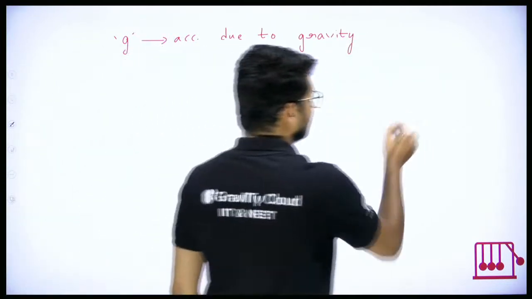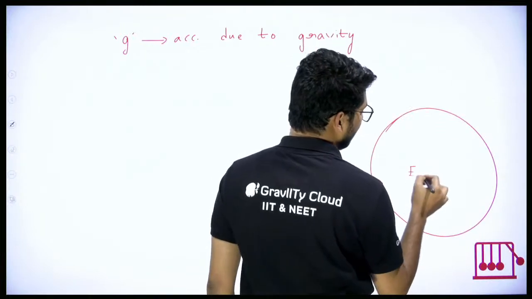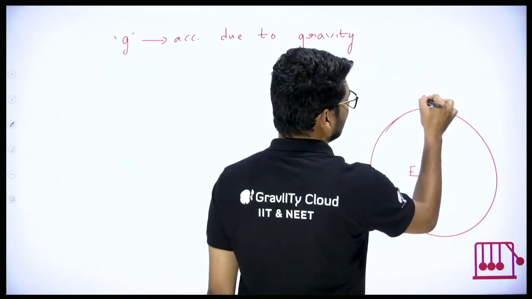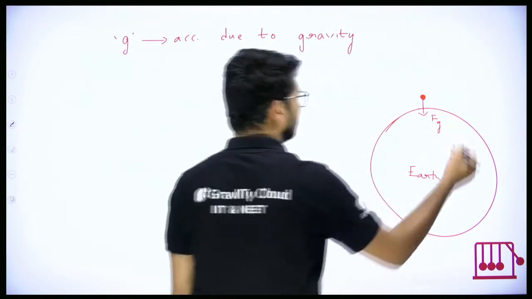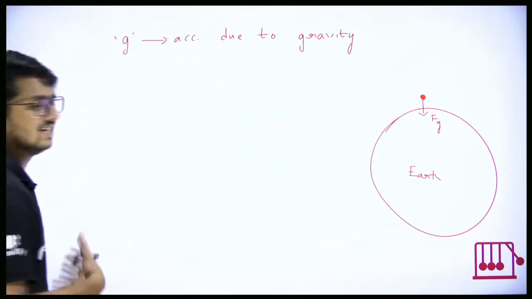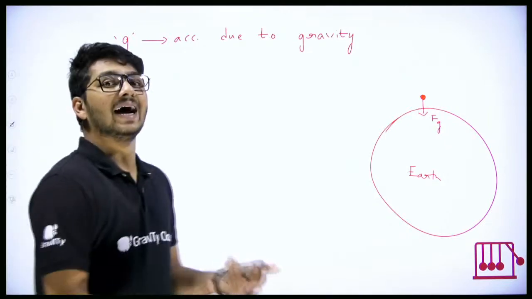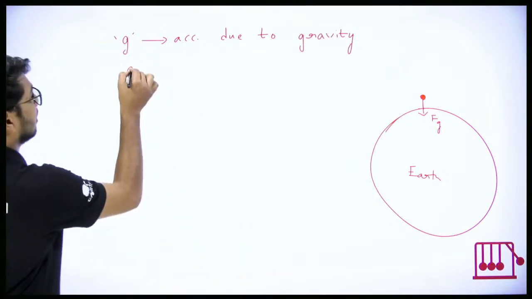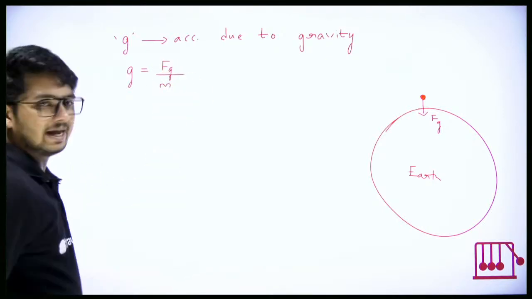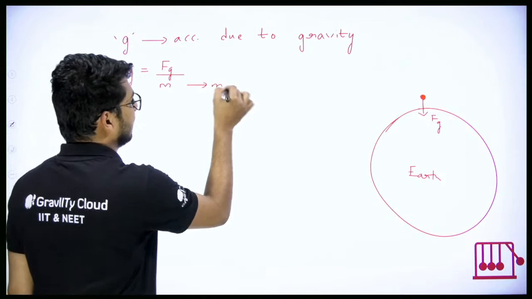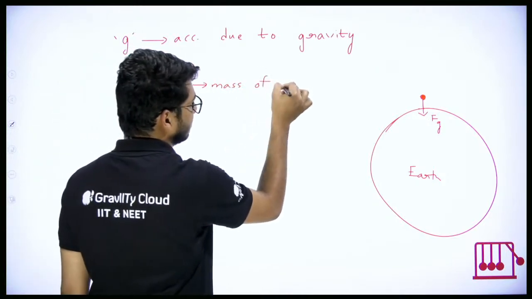So in simple terms, this is Earth. Near the surface of Earth, if there is an object, on this object there will be gravitational force. And whenever there is a force, there will be acceleration. Yes or no? Acceleration due to gravity is equal to gravitational force upon m. What is m? m is the mass of the object, not of Earth.